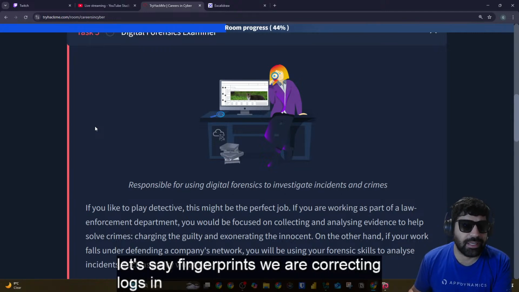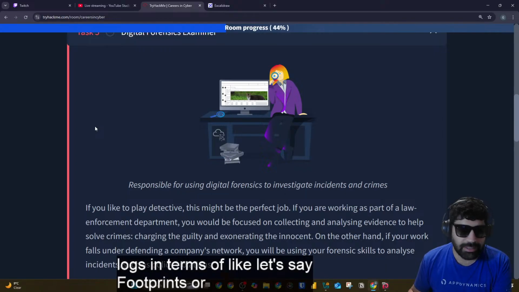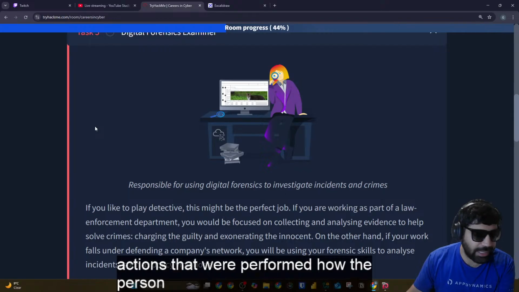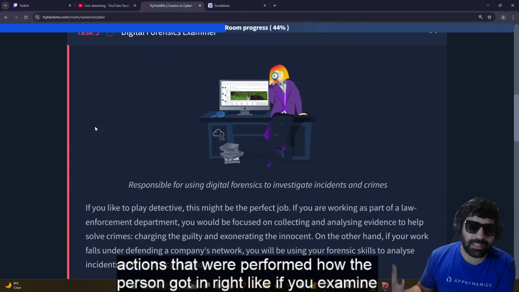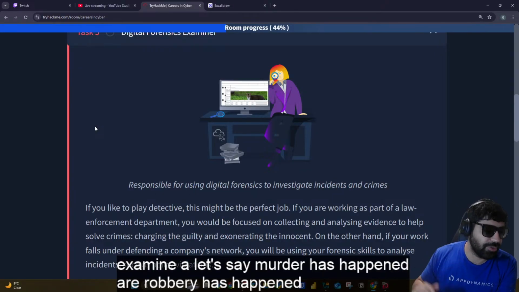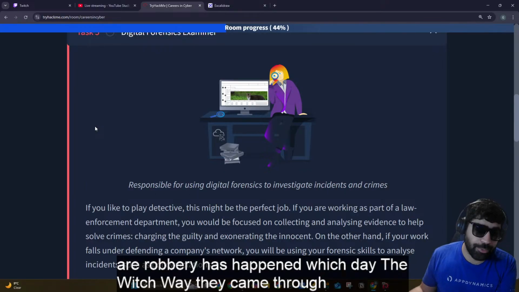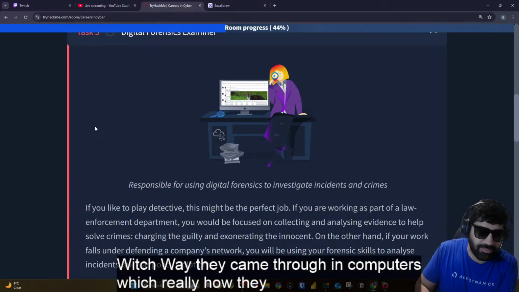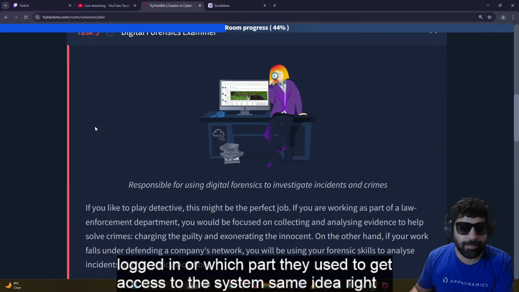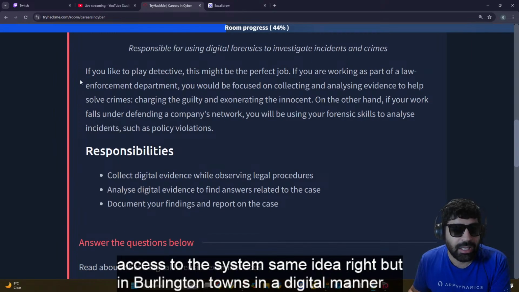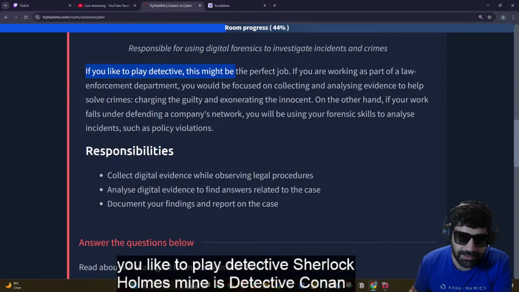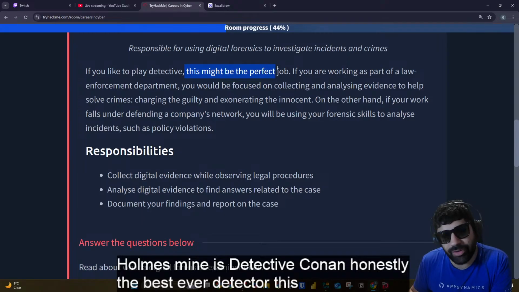In terms of footprints or other stuff, we are collecting the actions that were performed, how the person got in. Say a robbery has happened: which way did they come through? In computers, that would be how they logged in or which path they used to get access to the system. Same idea, but in a digital manner. If you like to play detective, Sherlock Holmes, mine is Detective Conan, honestly the best ever detective, this might be the perfect job.